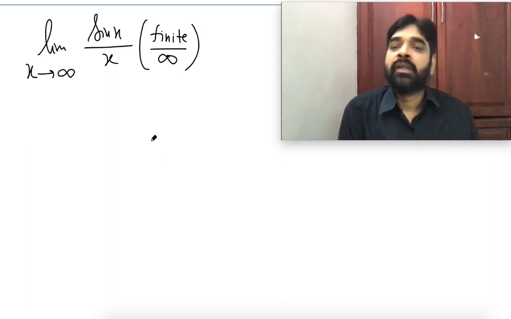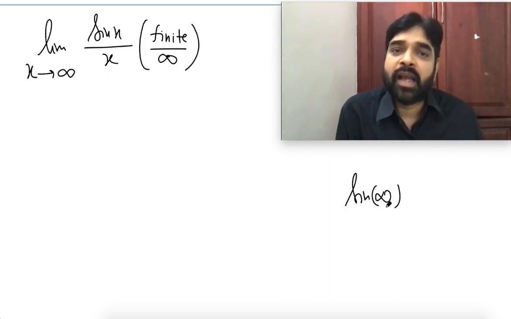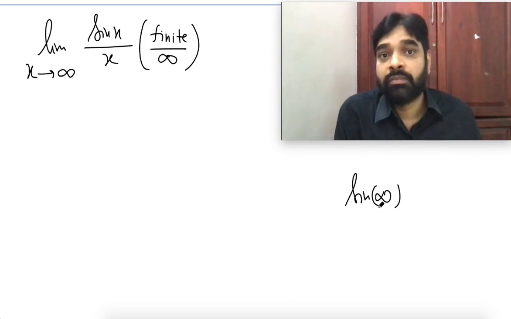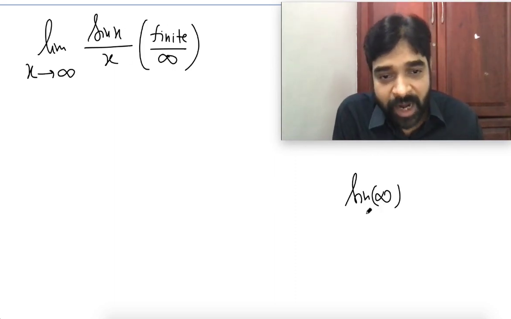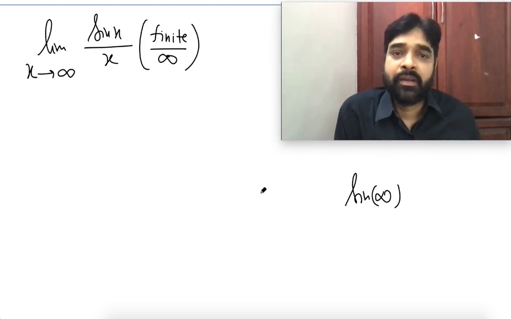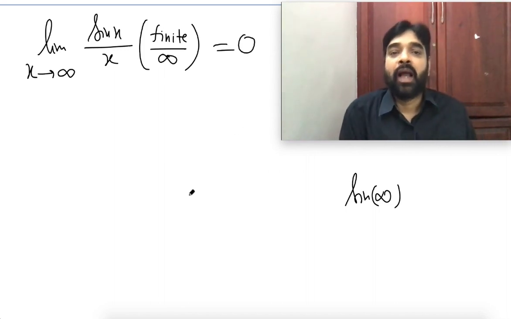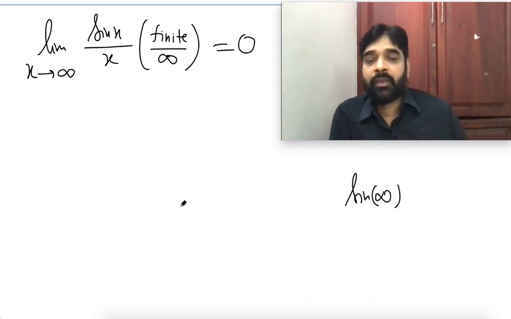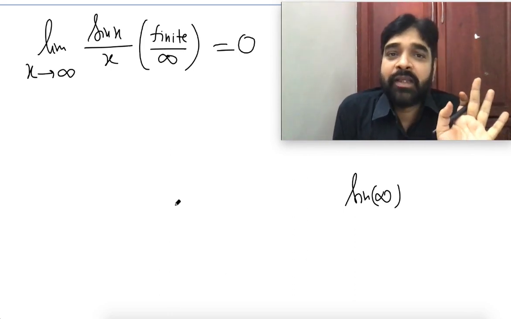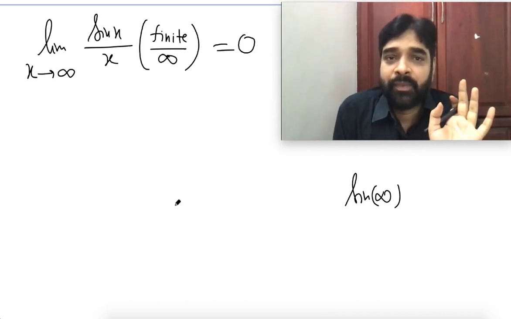Yes, sir. Sine infinity is what? Some people are saying infinity. But sine of anything always lies between -1 and 1. I don't know exactly, but this value is some finite value between -1 and 1. So finite by infinite, answer 0. Answer 0. Have you understood? I am doing very simple things, not at all tough. Is it clear?